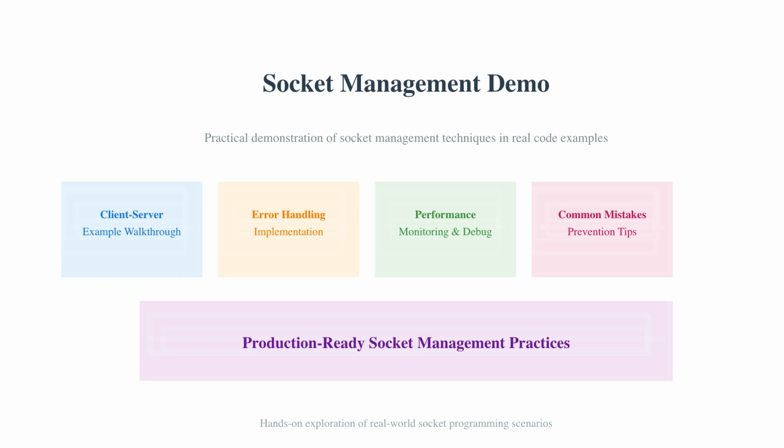Next, we'll dive deep into error handling implementation. This is crucial for production systems. We'll cover connection timeouts, network failures, and graceful degradation strategies that we discussed in our socket fundamentals. Then we'll explore performance monitoring and debugging techniques. You'll learn how to instrument your socket code, identify bottlenecks, and use the debugging tools that complement the kernel queue concepts we covered earlier. We'll also examine common mistakes and prevention tips.